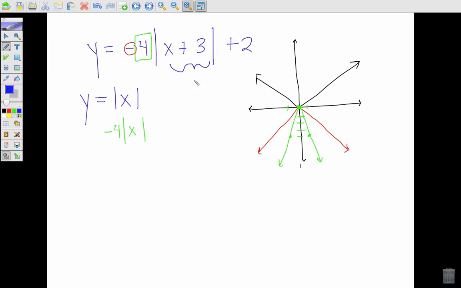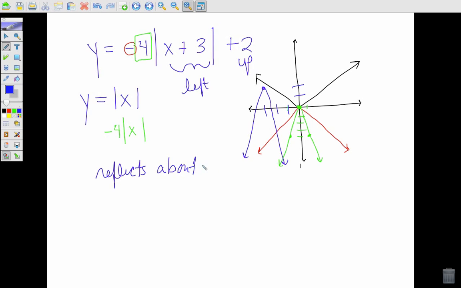And now the last thing that we're going to do is shift it. The plus 3 in here means shift it left, and the plus 2 means to go up. So from here, I'm going to go left 3, so there's 1, 2, 3, and then up 2, 1, 2. Here's my vertex, and then the same stretch would occur, the narrowness of it. So that's where it would be located. Now when you have graph paper, you'll be able to get all the parts in the right spot. Okay?